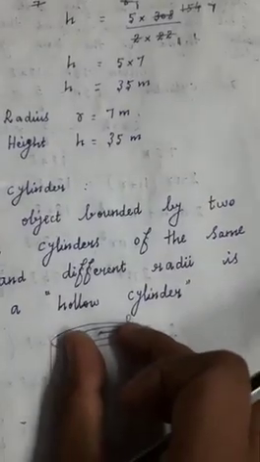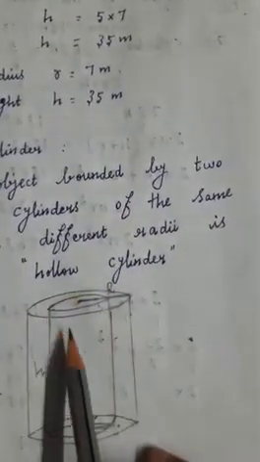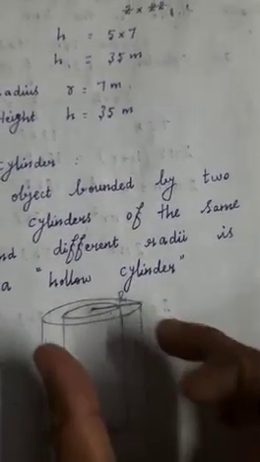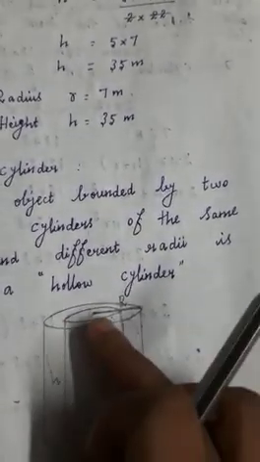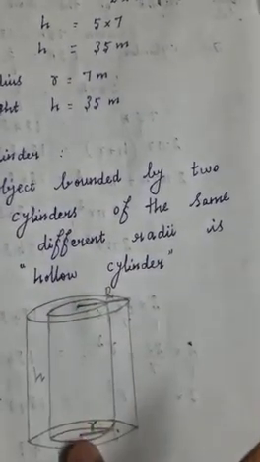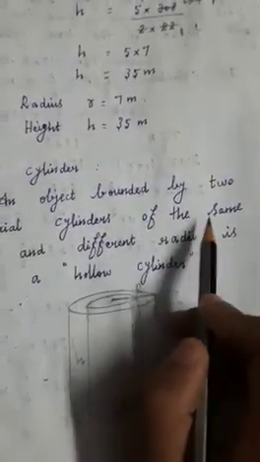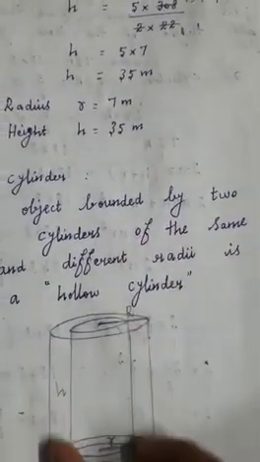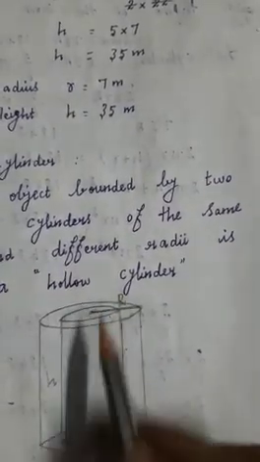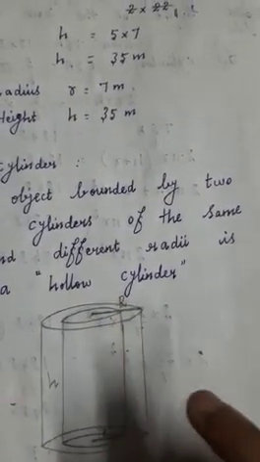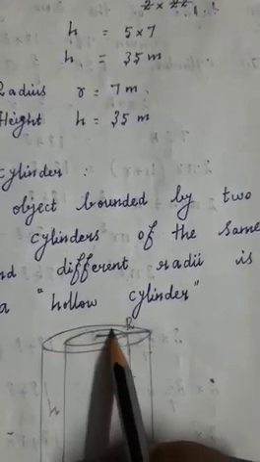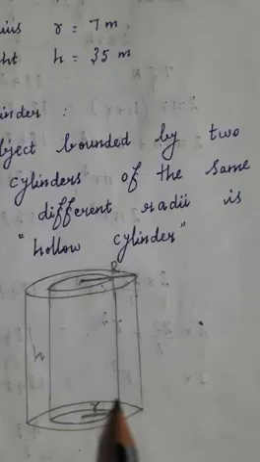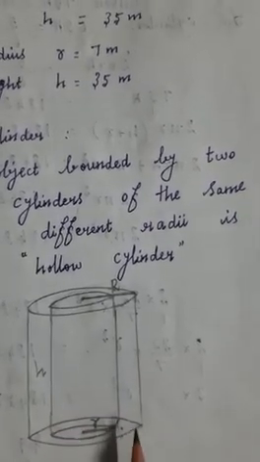When you look at the inner cylinder, what is the height? This is the height of this cylinder. The outer cylinder has the same height. So they have the same height and different radii. In a cylinder, the top and bottom are circular regions only. Here this part and the outside part are circular regions, and the bottom is also a circular region.